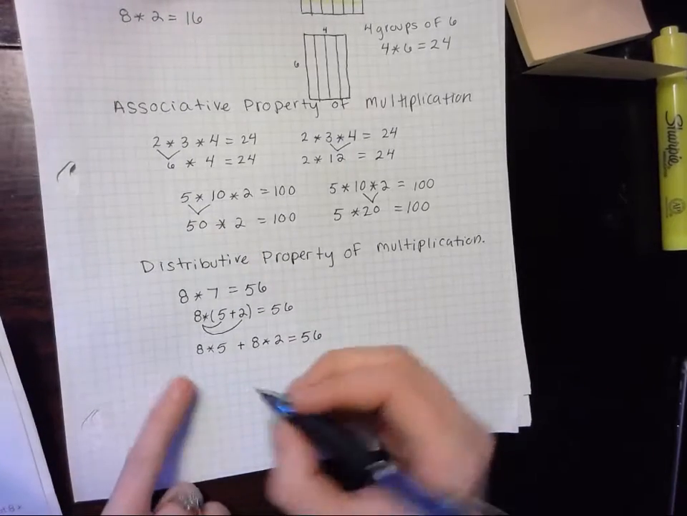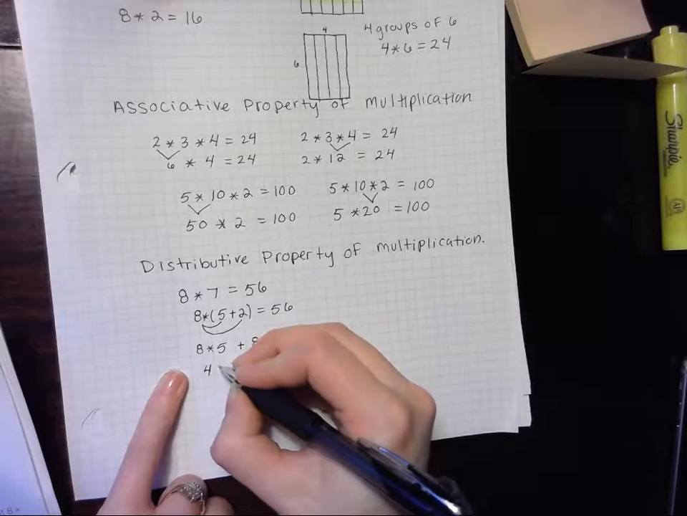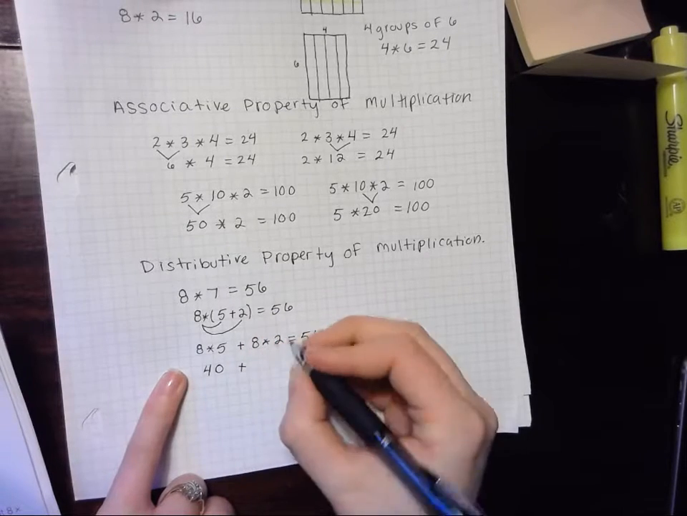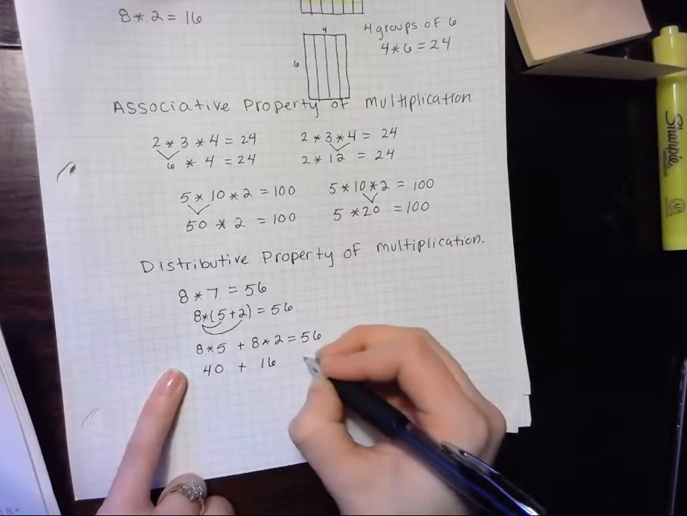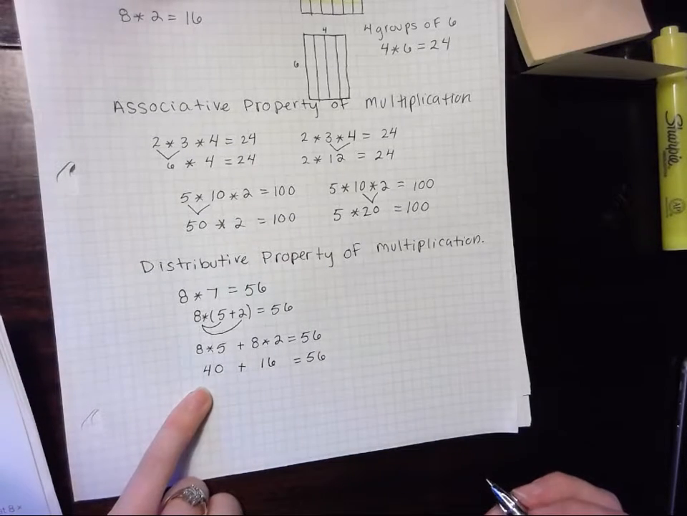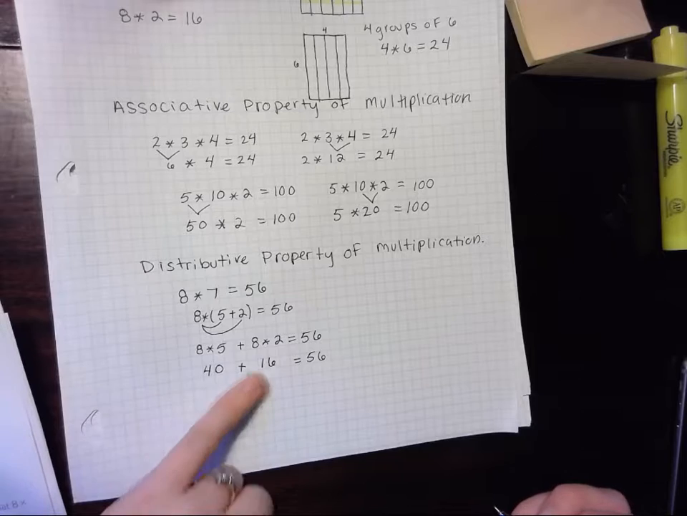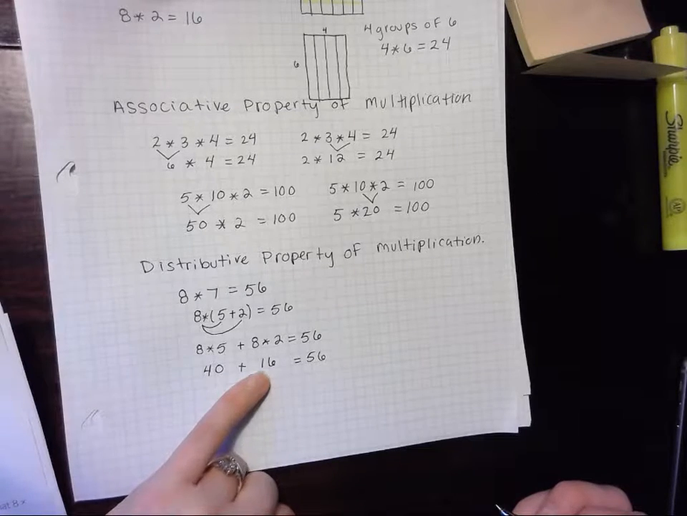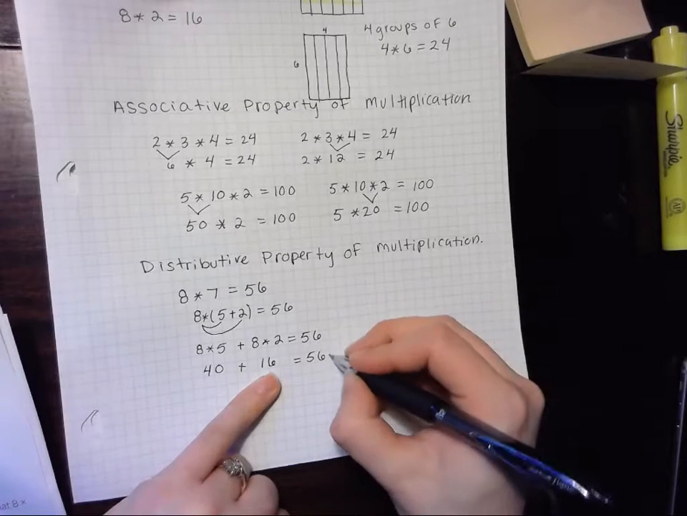All right, what's 8 times 5? 8 times 5 is 40, plus 8 times 2 is 16 equals 56. Is this true? Is 40 plus 16 56? Yes, because 40 plus 10 is 50, plus 6 is 56, so that checks out.